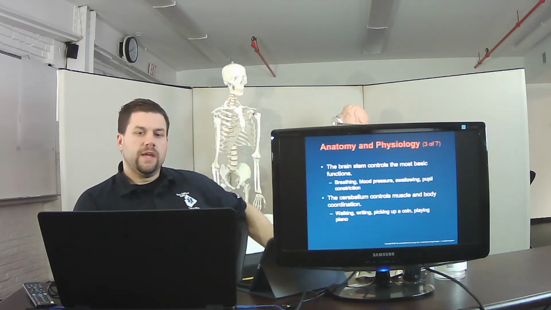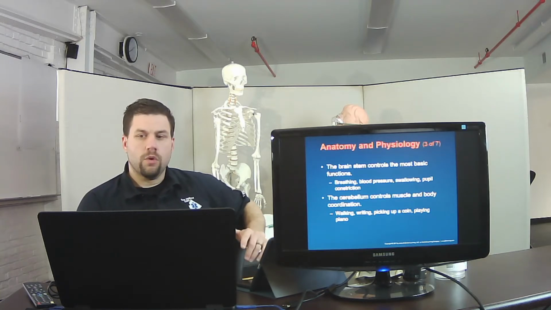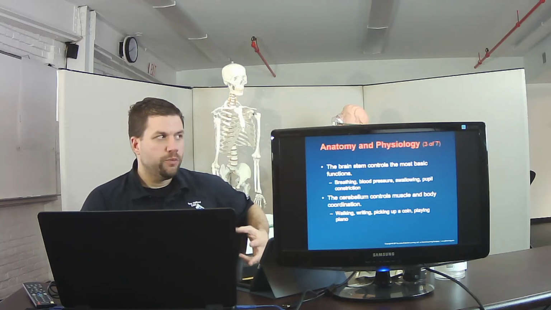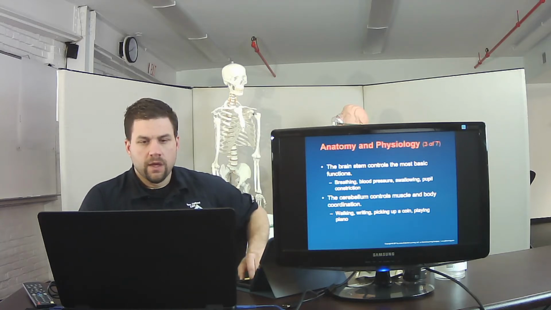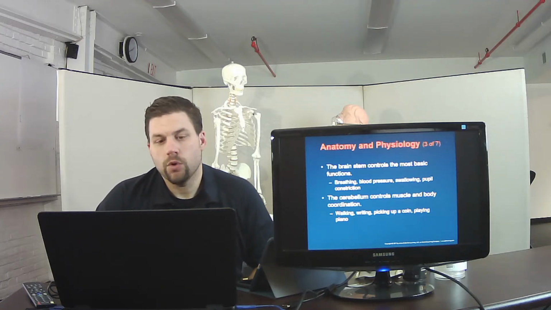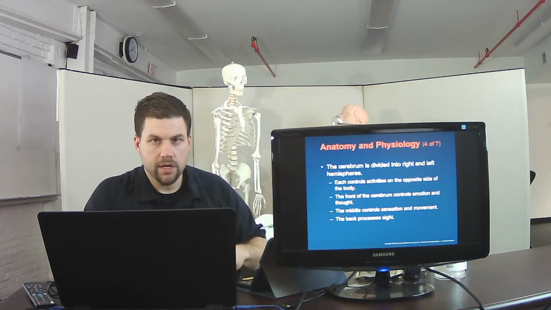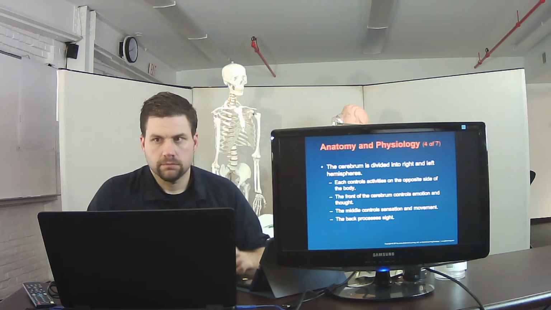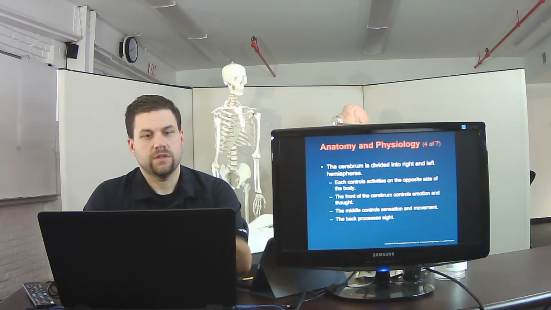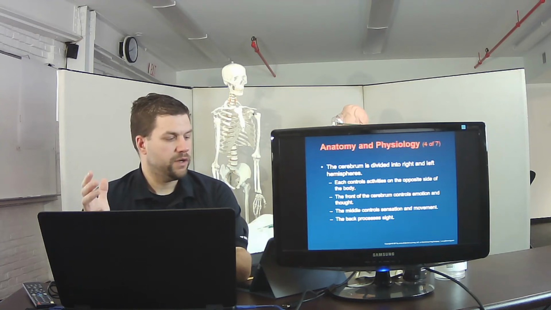So, the anatomy and physiology. Our brain stem controls the most basic functions. So, breathing, blood pressure, swallowing, pupil constriction or dilation. The cerebellum controls muscle and body coordination, walking, writing, picking up a coin, playing the piano, clicking the next on the PowerPoint here. The cerebrum is divided into right side and left sided hemispheres.